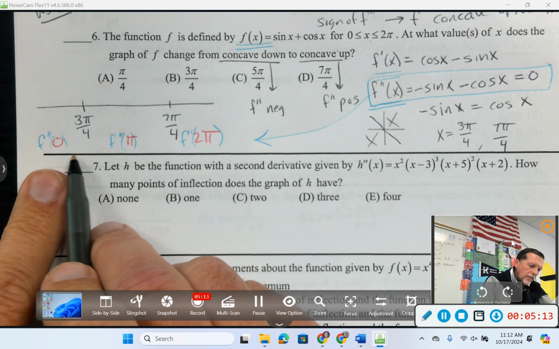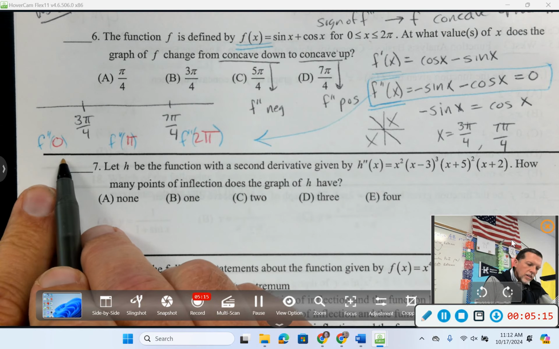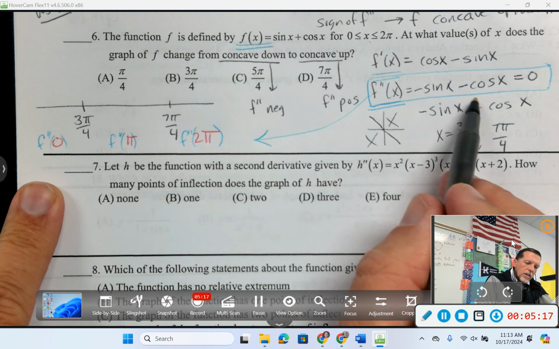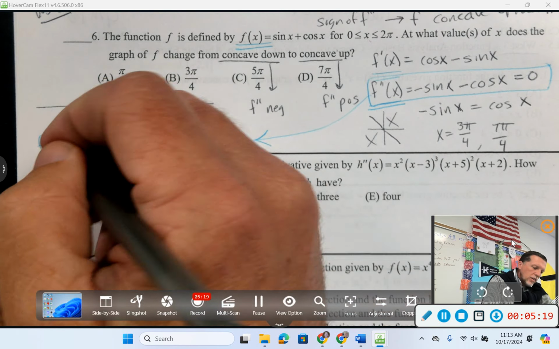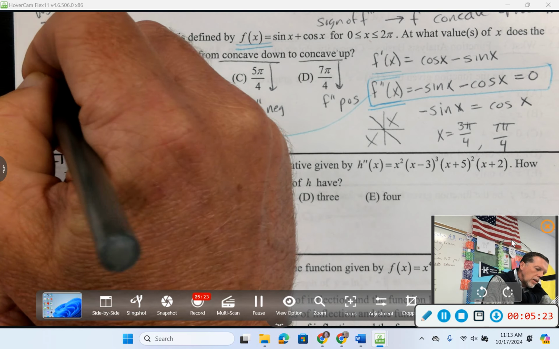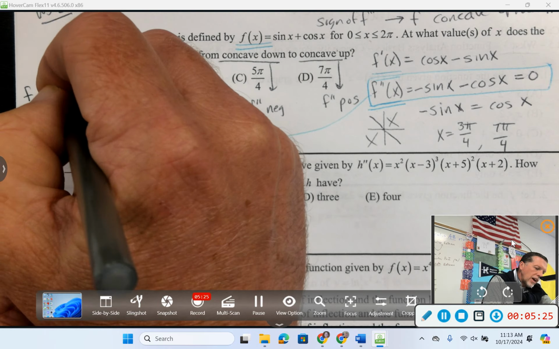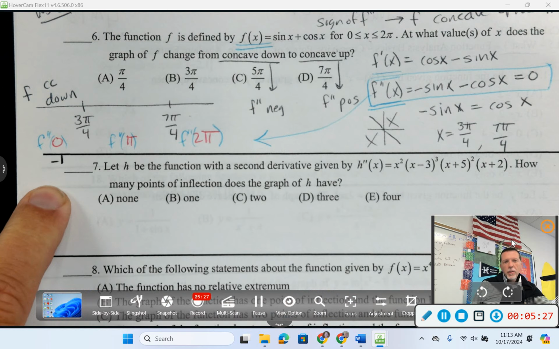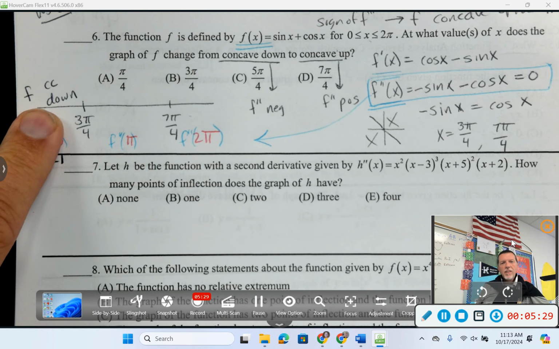So let's see, f double prime of 0. Sine of 0 is 0. Cosine of 0 is 1. So this would be negative 1, which would tell me that f is concave down. If f double prime is negative, f is concave down.